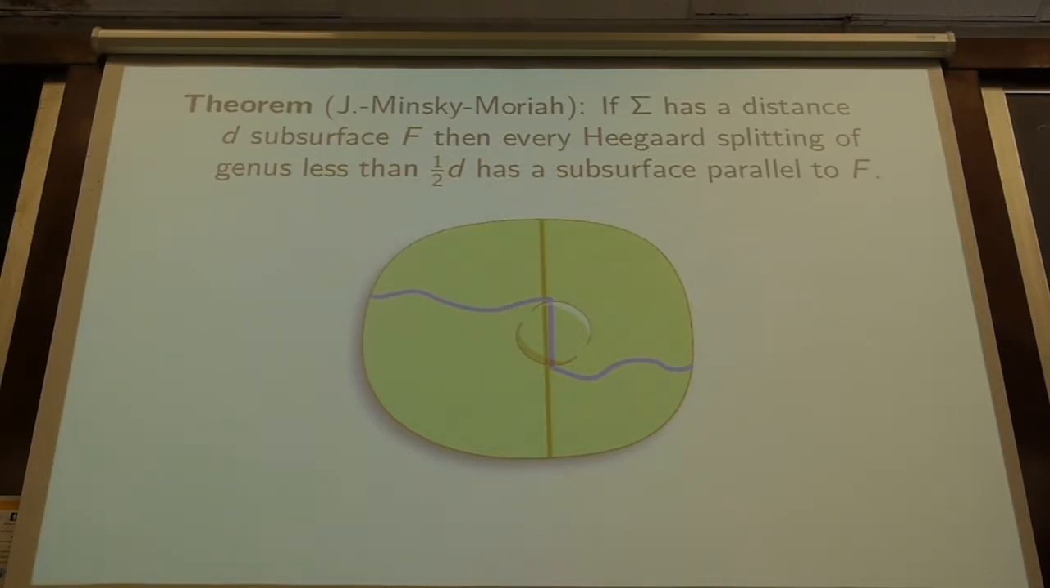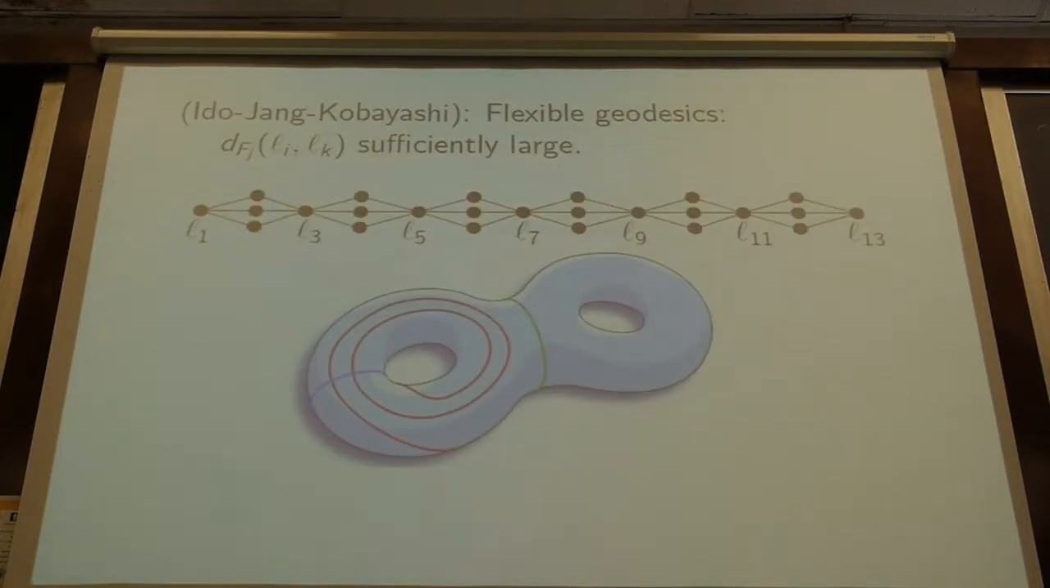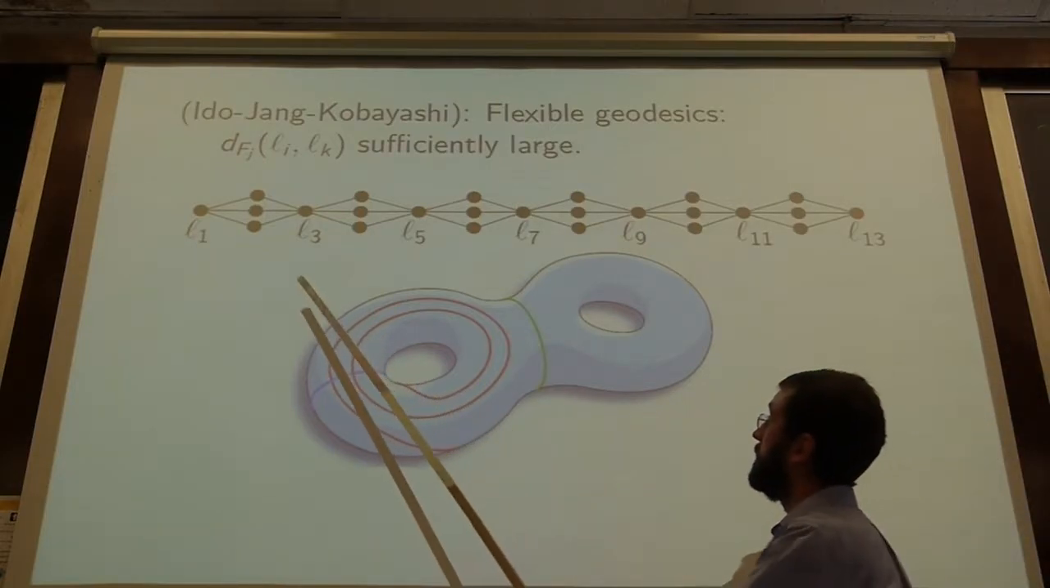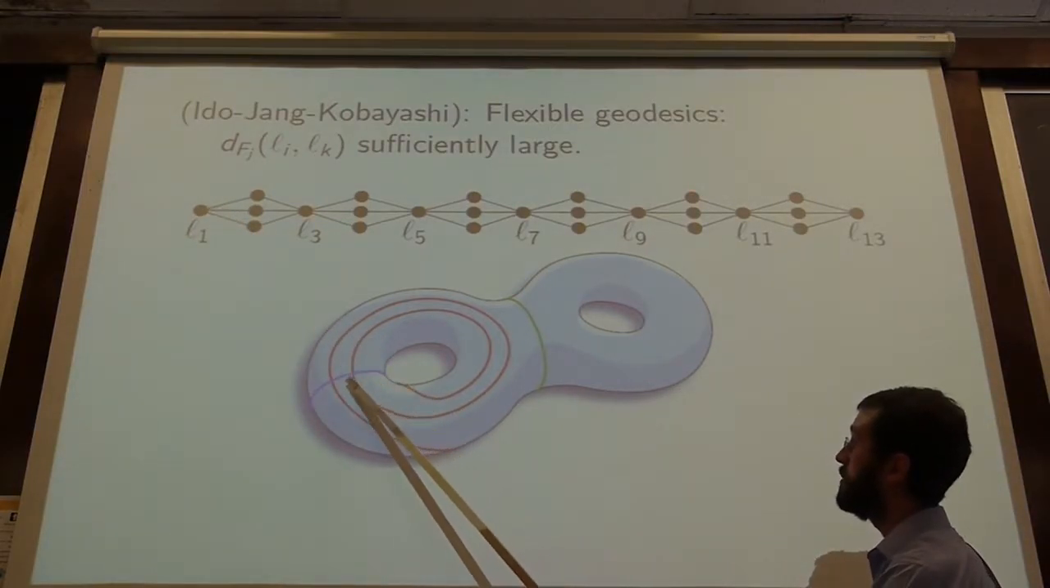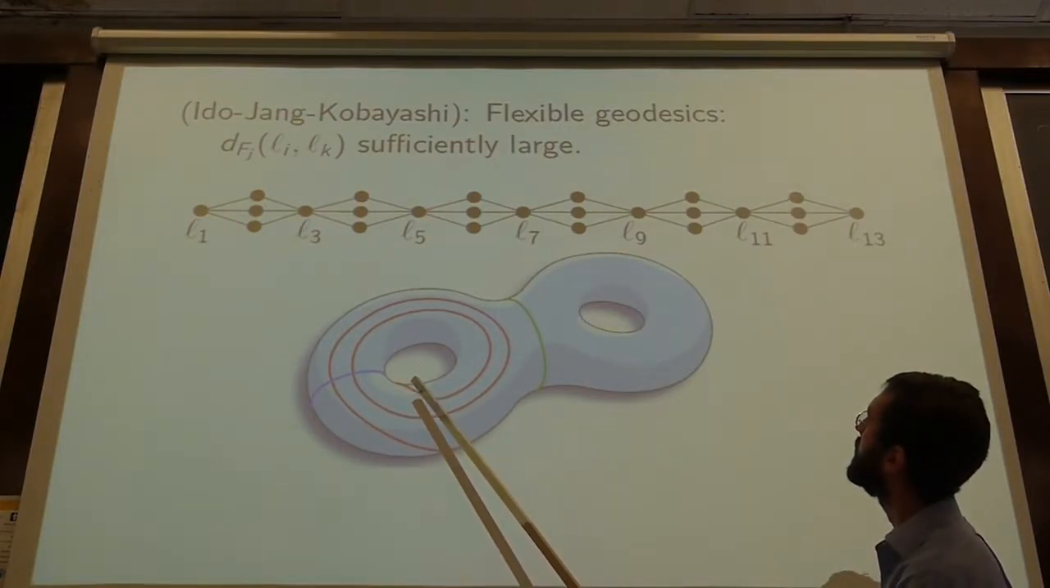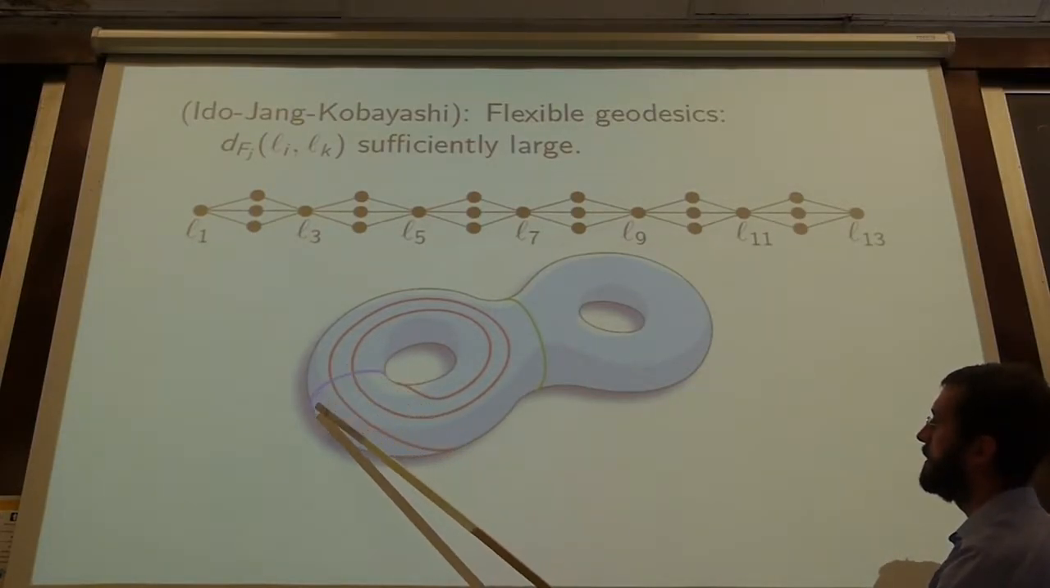So we can use high-distance subsurfaces to create geodesics. This is a construction that essentially goes back to Ito, Johnson, and Kobayashi. And it also has its roots in work of Brock and Masur, who similarly used subsurfaces to construct geodesics. But here's the basic idea. We start off with some loop L1, which is this blue loop.